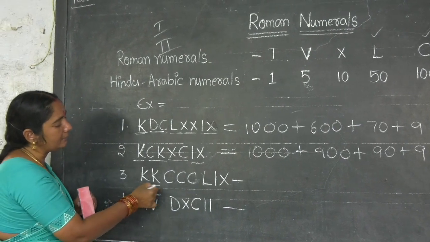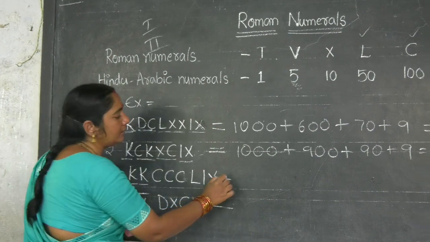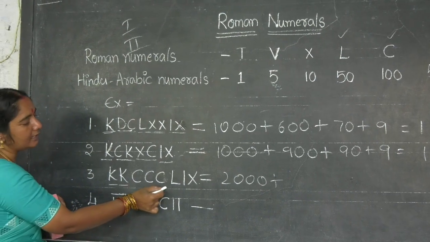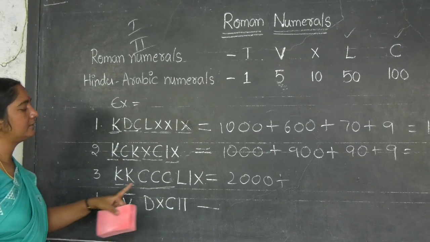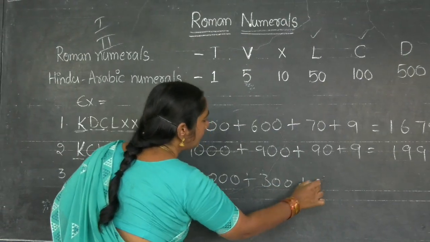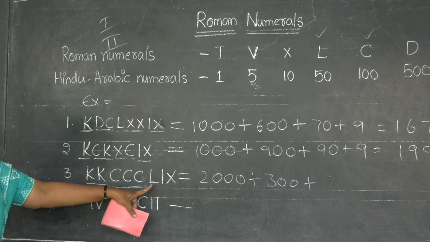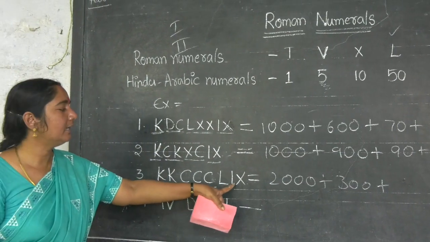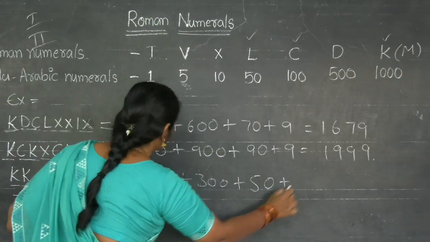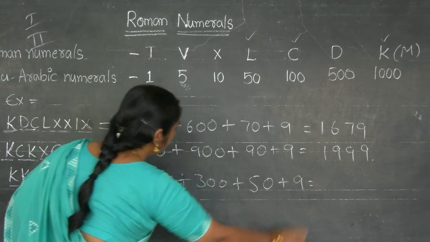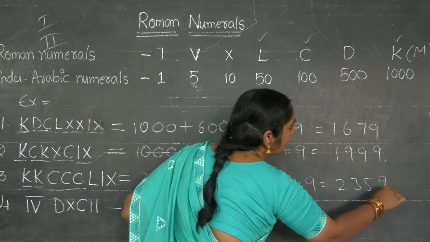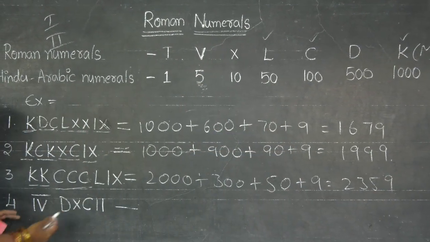Now in this, K plus K you can add, that is 2000. 1000 plus 1000, that is 2000. The 1000 place we got it. Next is the 100 place. 100 plus 100 plus 100, that is 300. Plus, now the tens place. This is only 50. You can't take this in for this because this is a smaller one. So 50 plus, that is 9. So the value is 2359. How to break, if you know.